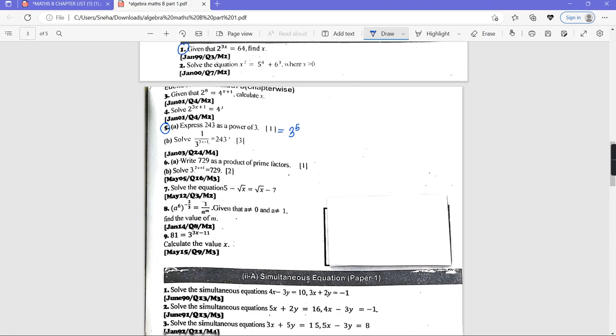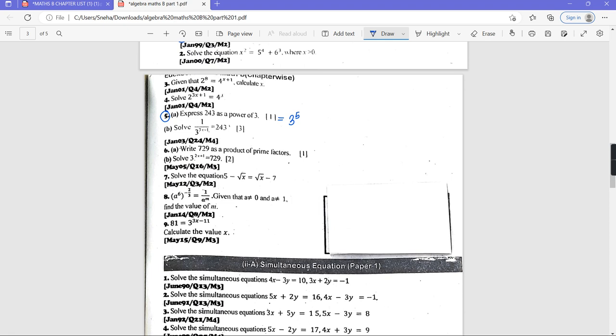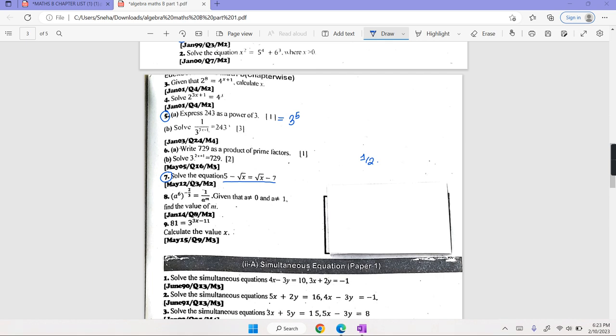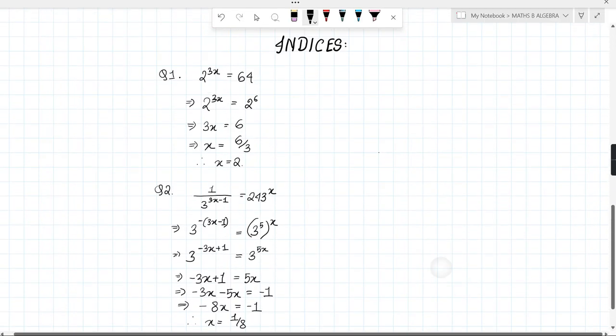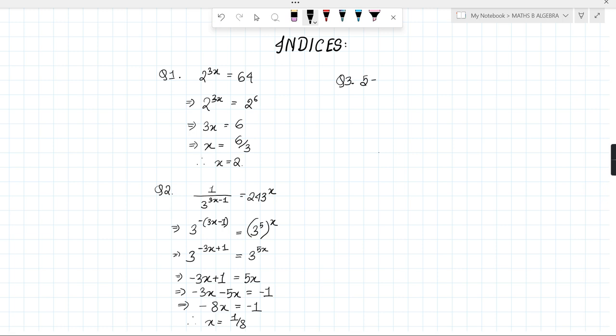If you move to another question for indices, for example question 7, where they are using roots, always remember root means 1 over 2, half power, right? So they have the equation 5 minus root x equals root x minus 7.